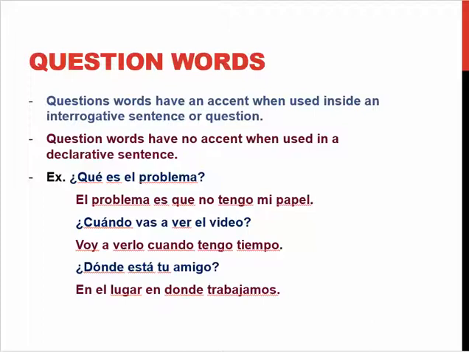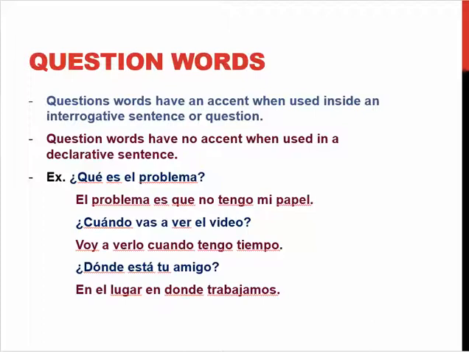For example, ¿qué es el problema? What is the problem? You will notice that the word qué, meaning what, has a nice accent mark on it, because I just used it in a question or an interrogative sentence. Now, if I use that same word in a declarative sentence, no accent mark. El problema es que no tengo mi papel. The problem is that I don't have my paper. Okay, que is that, but no accent mark there, because I'm using it in a declarative way.